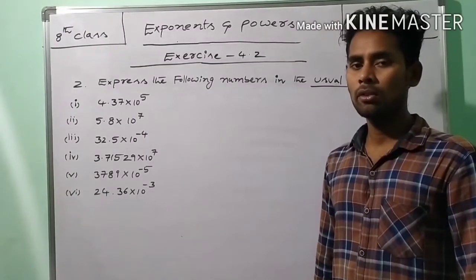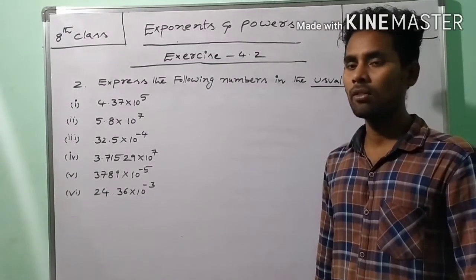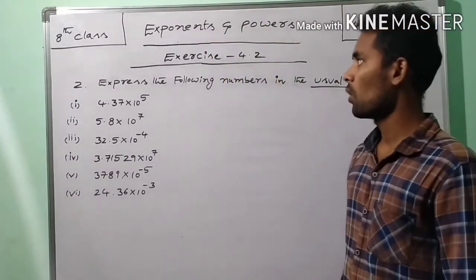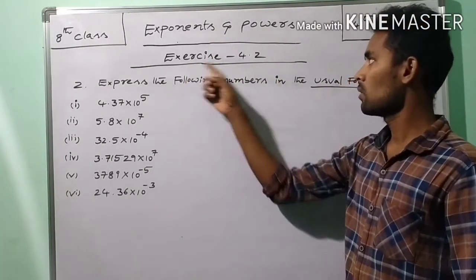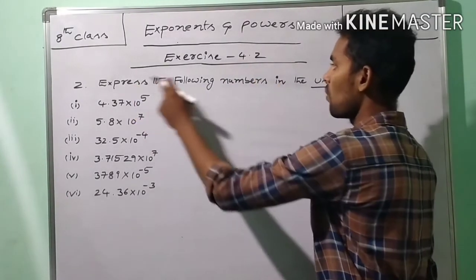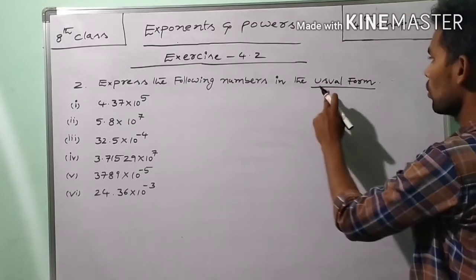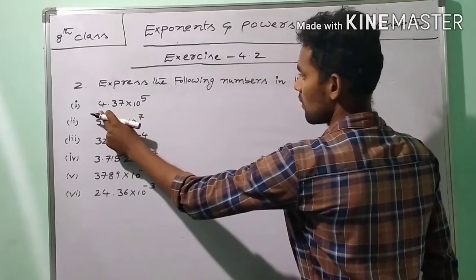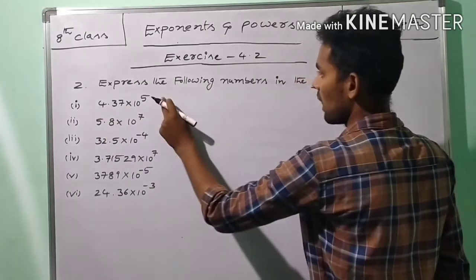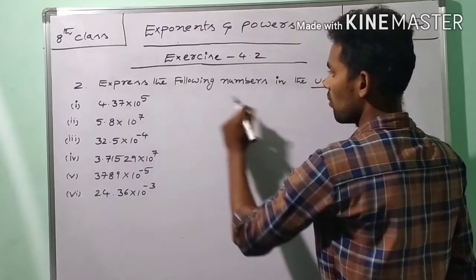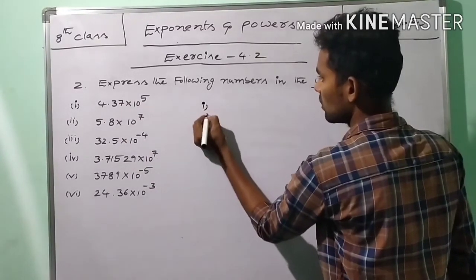Hi students, today we are going to discuss exponents and powers, 8th class, 4th chapter, exercise 2.2, second bit. Express the following numbers in the usual form. First question, 4.37 into 10 to the power of 5. This is standard form, convert to usual form. First question solution.